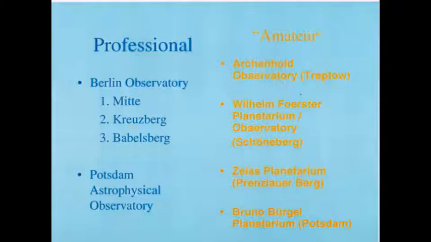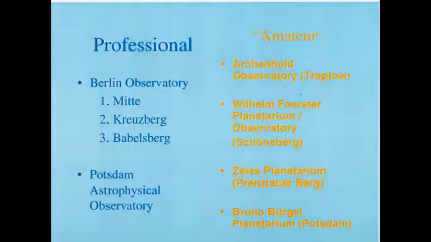Right, so this is a list of the institutions that I'll be talking about. Berlin Observatory, which I've just talked about now. Potsdam Astrophysical Observatory, which is a new discipline at the time. It was founded in about 1870. And I've got these so-called "amateur" ones, in apostrophes, the Archenhold Observatory, as I've just mentioned.